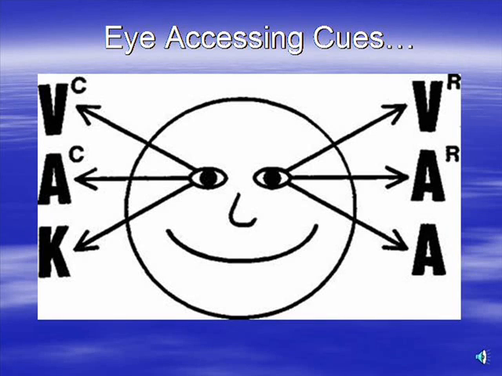So where eye accessing cues come in is essentially a way of finding out whether a person is inside their mind making pictures or experiencing movies, whether they are hearing sounds, whether they are talking to themselves inside their minds, or whether they're experiencing feelings as well. This is very, very useful because, like I said, the more that you know about what's going on inside someone's mind, the more influence that you can have in that situation, the more rapport you can have, and also the more that you will understand where that person is coming from.